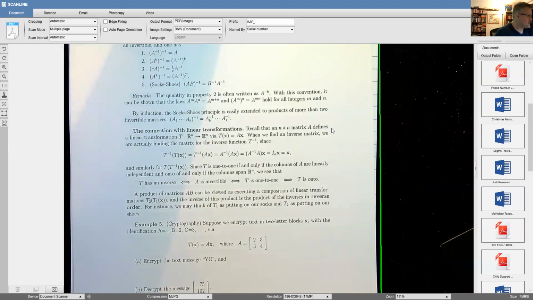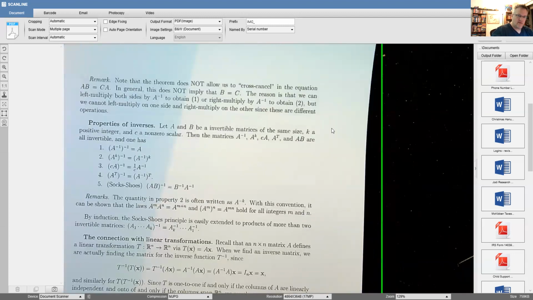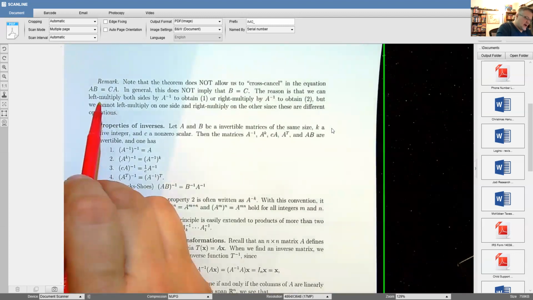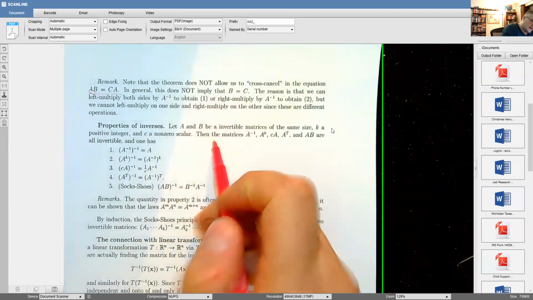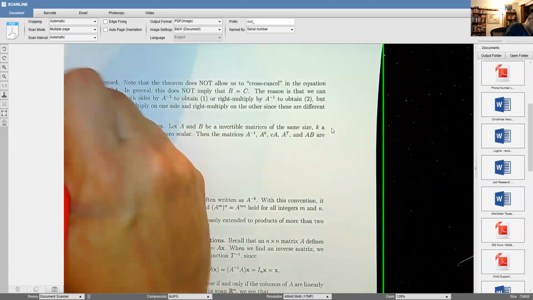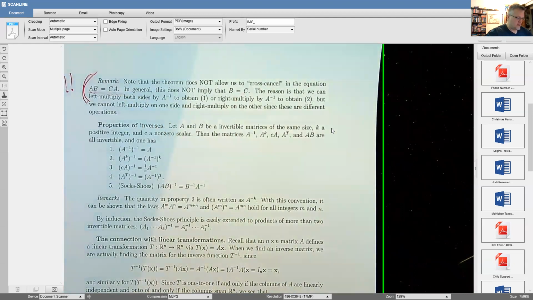All right, so that's something called cross cancellation, right? So if I have AB equals CA, I cannot just cancel the A's and get B equal to C, right? And so here, just keep that in mind. If A is on the same side, you're in good shape for canceling it.